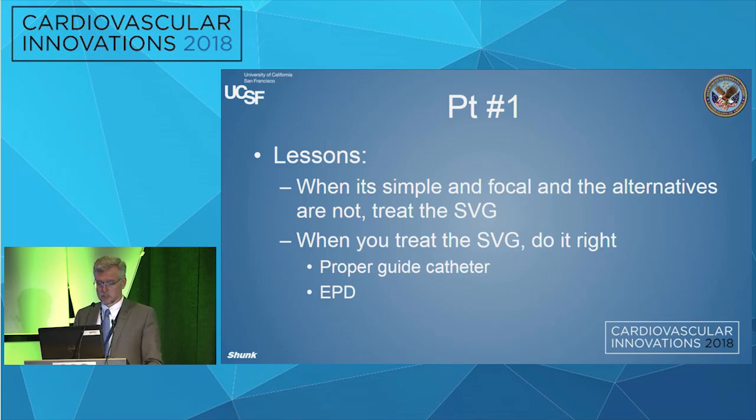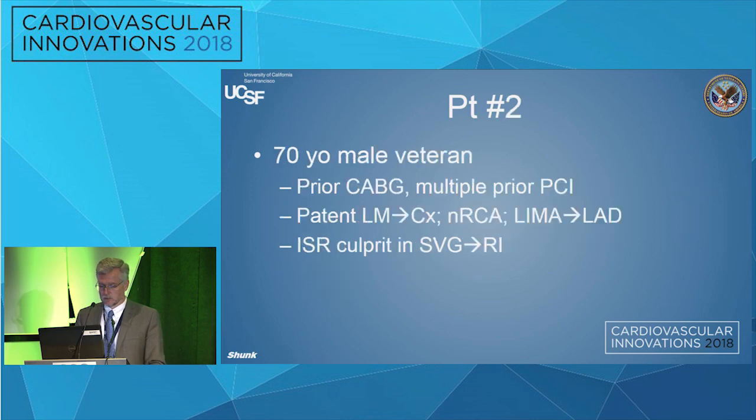So the lesson on the first patient is, when it's simple and focal and the alternatives are not, that right coronary was completely occluded all the way down, treat the SVG. And when you do treat it, do it right. Use a proper guide catheter for the vein graft that you're treating, and use embolic protection. There are a couple of different options on the market. You should get familiar with at least one of them.